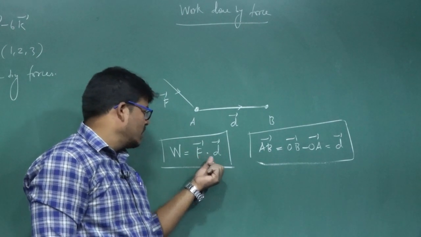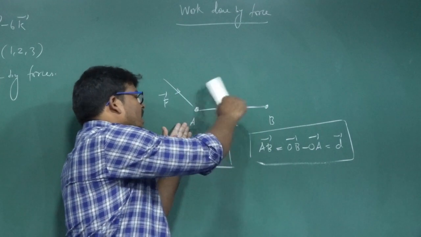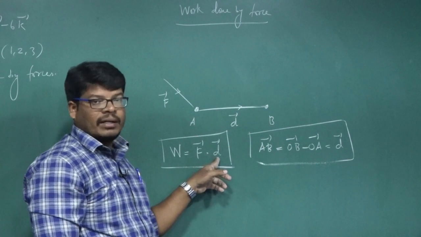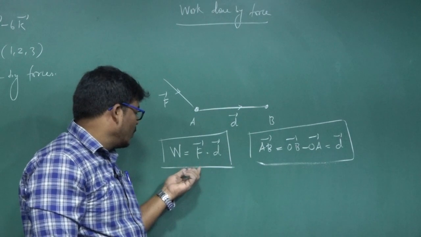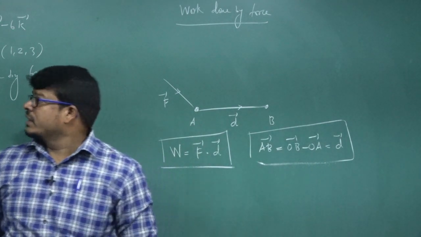F is a force, d is the displacement from one point to another point, that is the displacement vector d. That is the work done by a force, which we will use in the exercise problem.